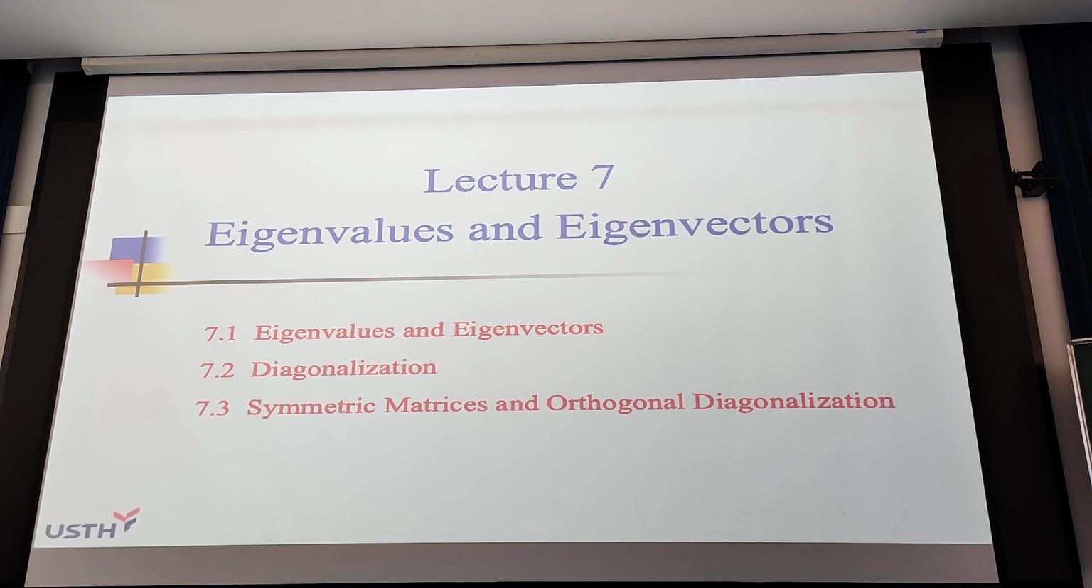Why do we need diagonal matrices? Because at the very last slide of chapter number 6, we know the convenience of diagonal matrices. It's very convenient in calculation. So that is the reason why we want to do diagonalization of any square matrix. Anyway, we go.